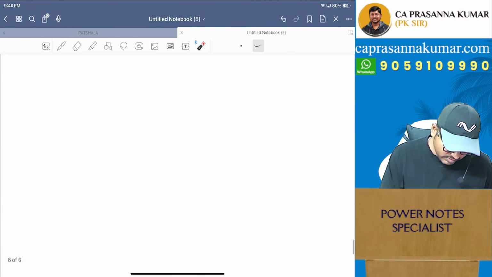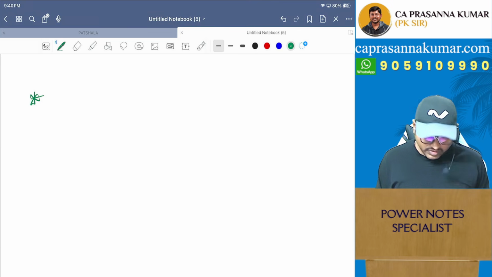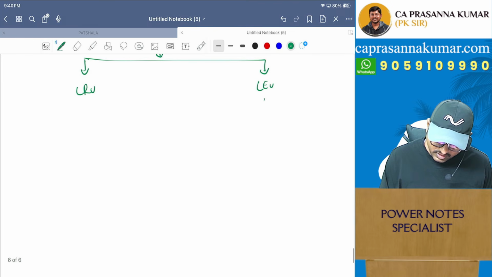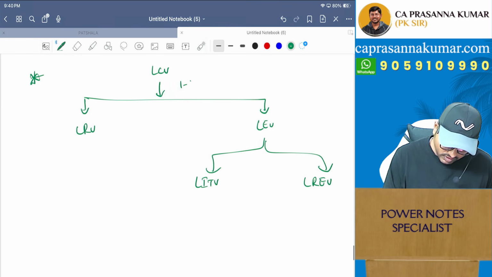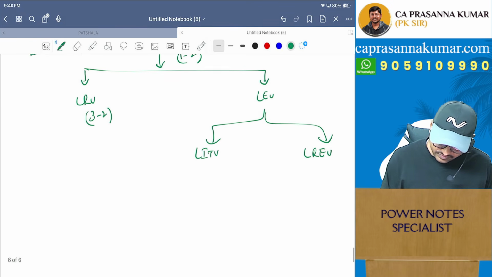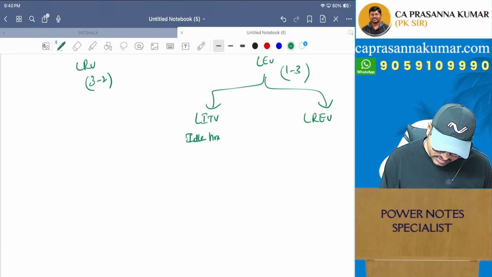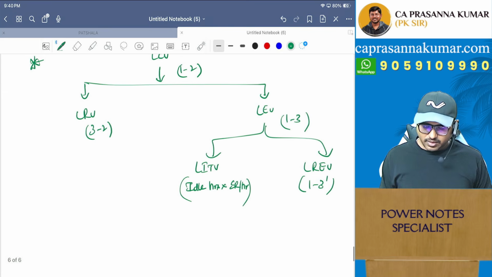First, let's put the classification. Always, when you start solving any standard costing sum, first you put the classification. It becomes very easy. Labor cost variance divided into rate variance and efficiency variance. This efficiency variance is actually further divided into idle time variance and revised efficiency. The formula will be (SH minus AH) times SR, and for idle time, idle hours into standard rate per hour. Correct? Sir, what is this, sir?